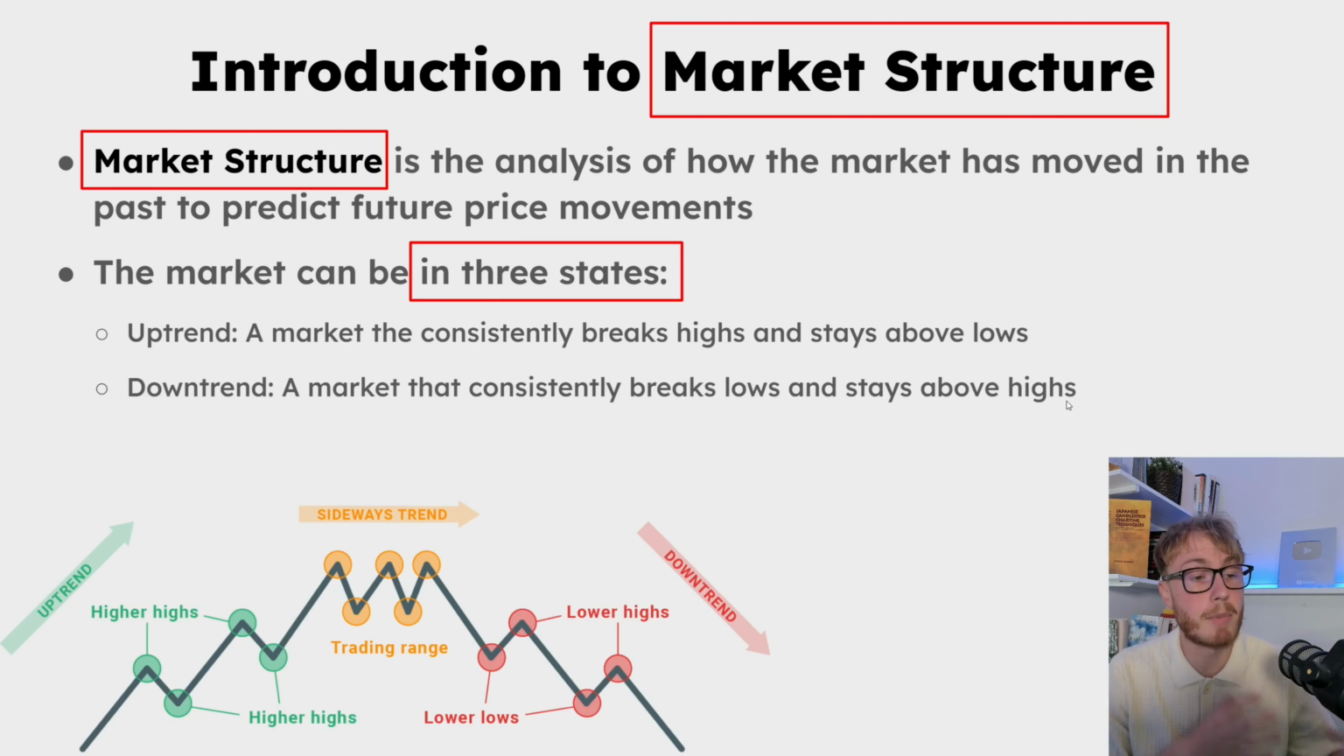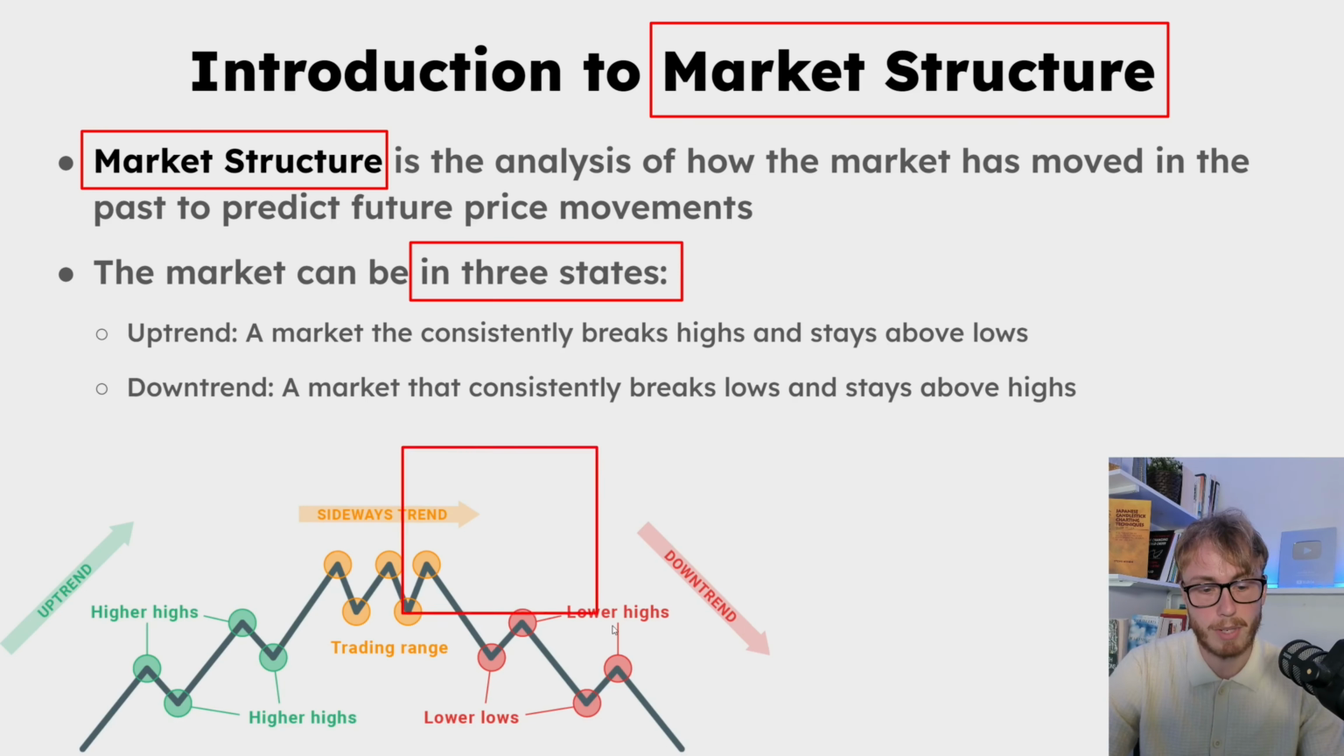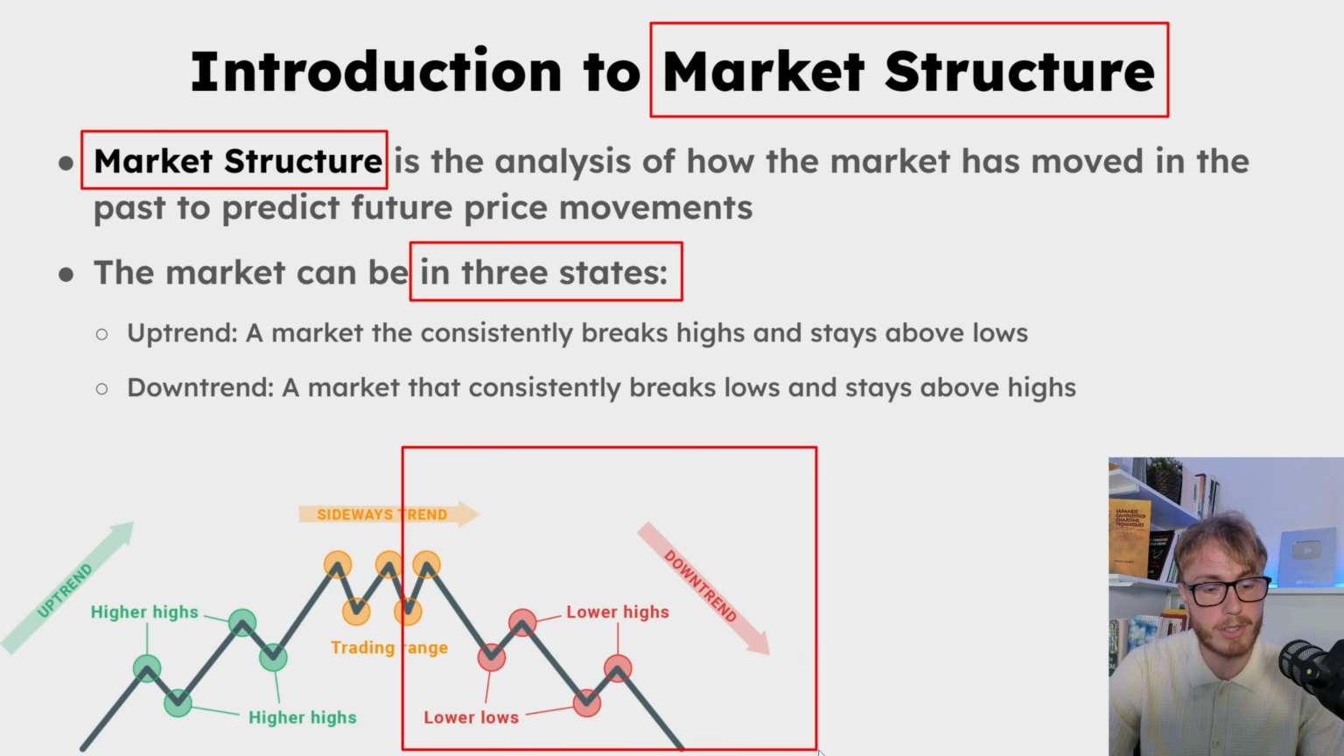The next state the market can be in is a downtrend, and this is basically the opposite of the uptrend. So in order to have a downtrend, the market needs to consistently break to lower lows while at the same time staying below the highs. So right here we have an example of a downtrend. As you can see, this market prints consecutive lower highs while at the same time printing consecutive lower lows.